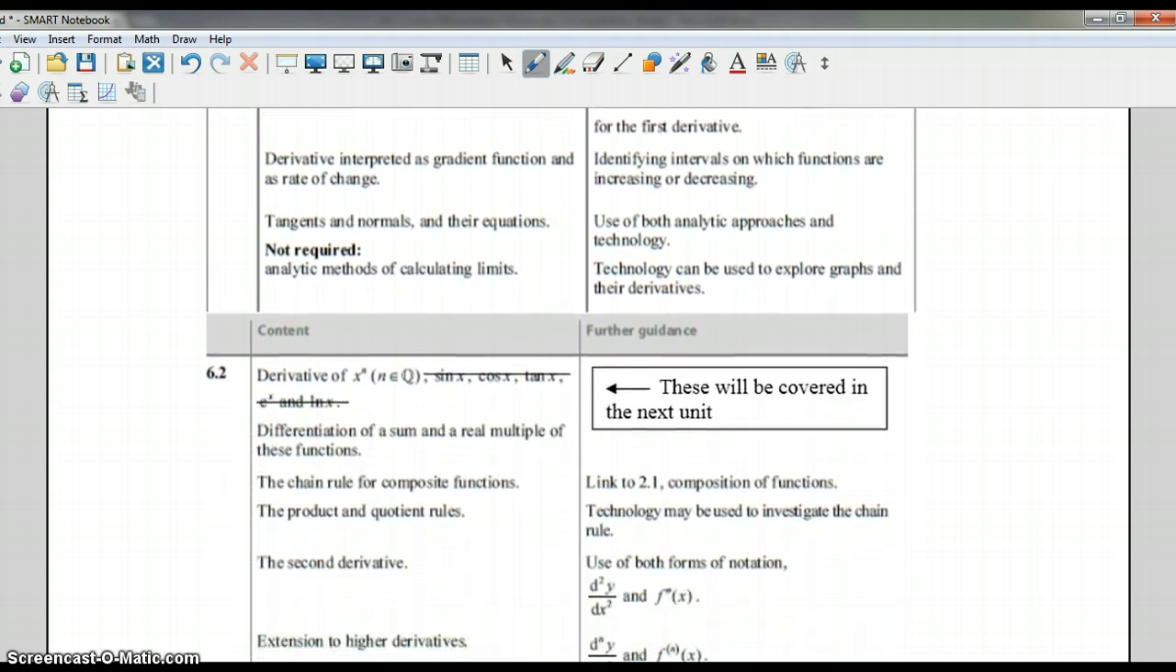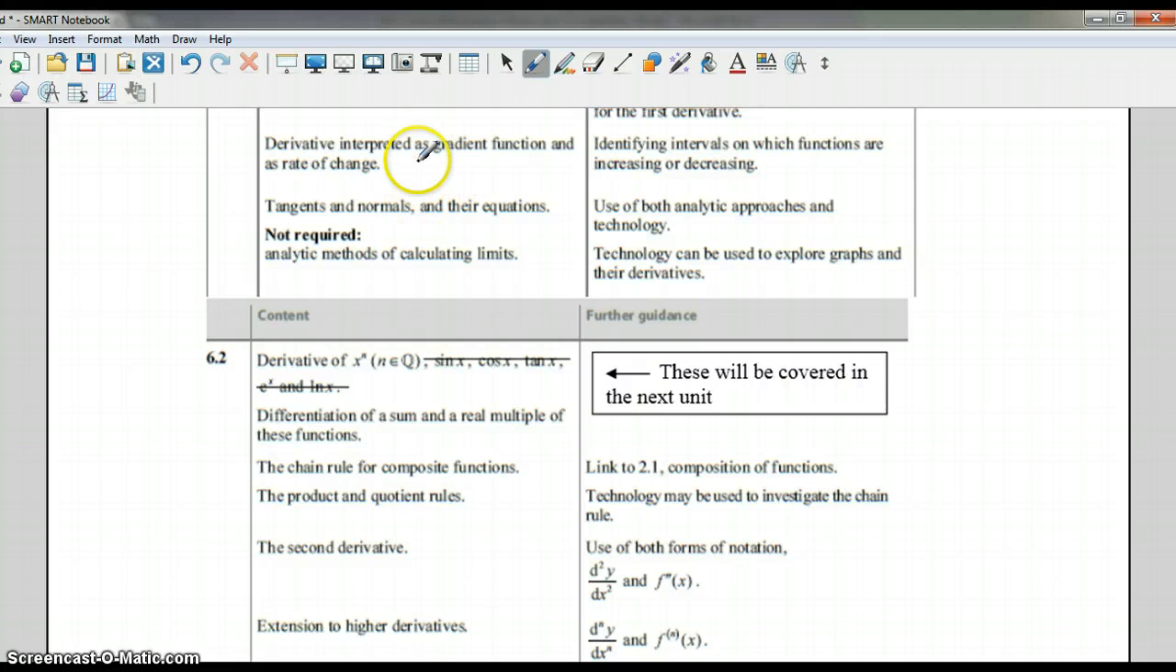There are so many different ways that you can be asked to find derivatives. Derivative, differentiation, this word gradient function. Really what you're talking about is the rate of change, the slope of a tangent line. These are all different ways of asking you to find the derivative.